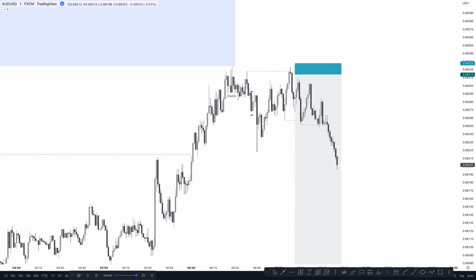And after break this low, confirm, exactly. Market break this low. And after break this low, we can sell after taking out the inducement. In this case, where is our inducement? Is here. Market must be taken out this high, and then we can sell on the next entry. Now let's see.